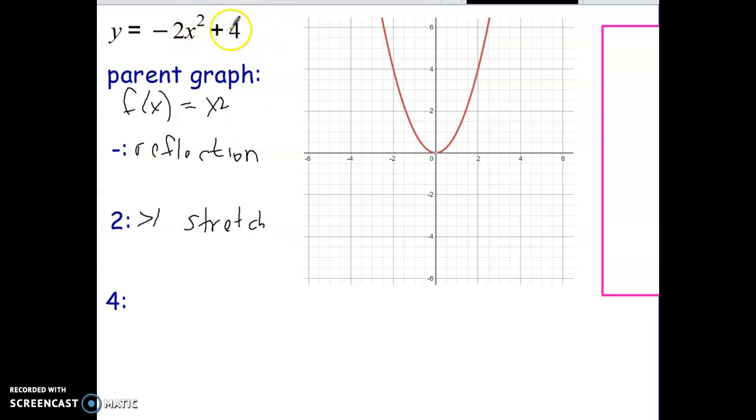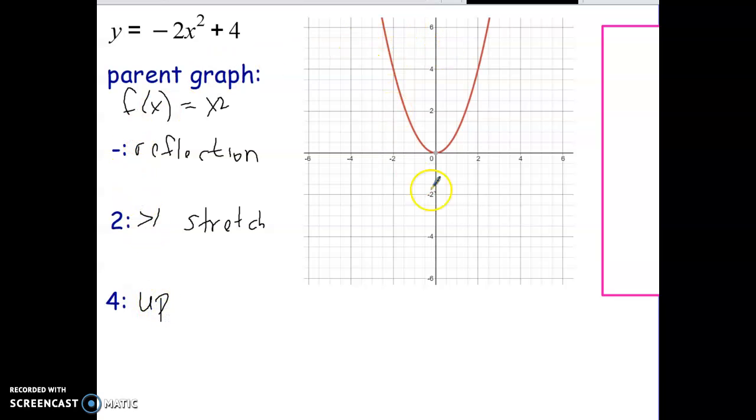And the 4 is added. That tells me it's going to be a translation. So is it added inside the function or is it added outside the function? Well, it's added outside the function. So that tells me it's going to be a vertical movement. And when I add, I'm going to be moving up.